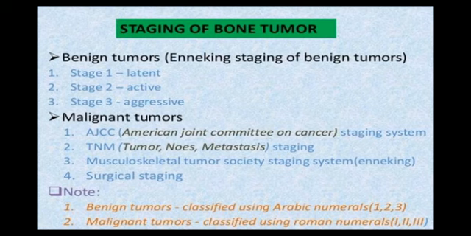So malignant staging is AJCC, that is American Joint Committee on Cancer Staging System, and second is TNM, that is tumor, lymph nodes and metastasis staging. Third is Musculoskeletal Tumor Society staging system, that is according to Enneking, and fourth is surgical staging. And also we will see that benign tumor are classified using Arabic numerals, that is 1, 2, 3 in this pattern, and malignant tumor is classified using Roman numerals, that is I, II, III in another pattern.